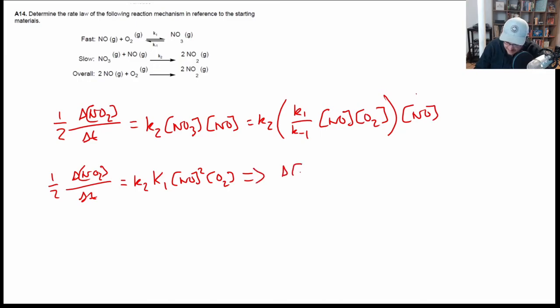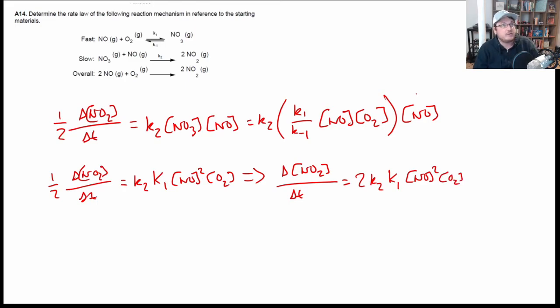And so what you get is that the rate of the reaction, which is the change in concentration of NO2 over change in time, is going to be equal to 2K2 K1 NO squared O2, right? And that's without using the steady state approximation, which makes sense because the only time you really use the steady state approximation is if you don't know which reaction step is the fast step or the slow step. And that's how you come up with the mechanisms, because certain things start to cancel out in those scenarios, if they don't matter, right?